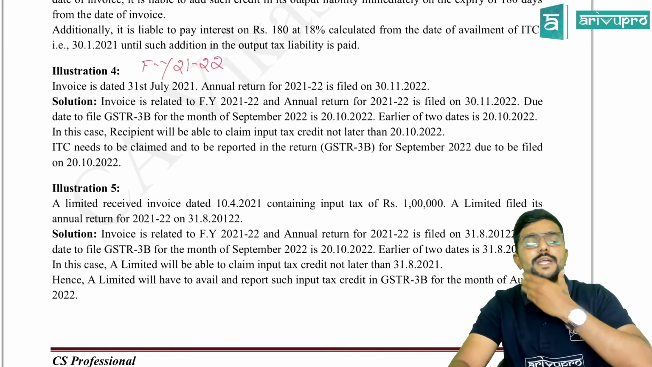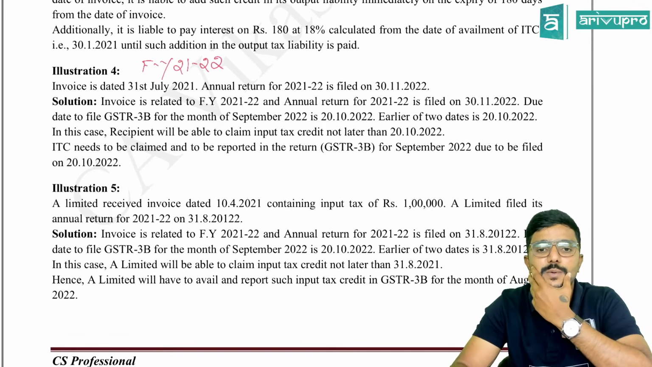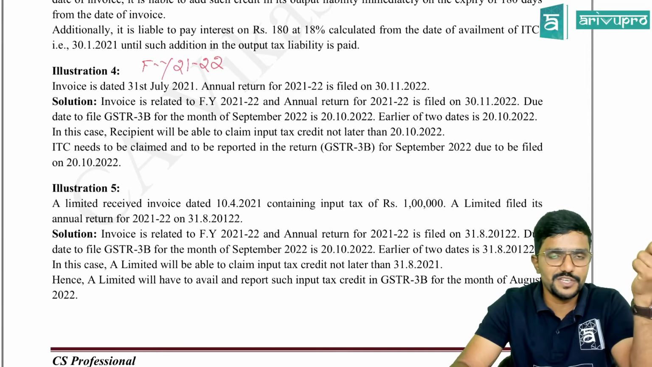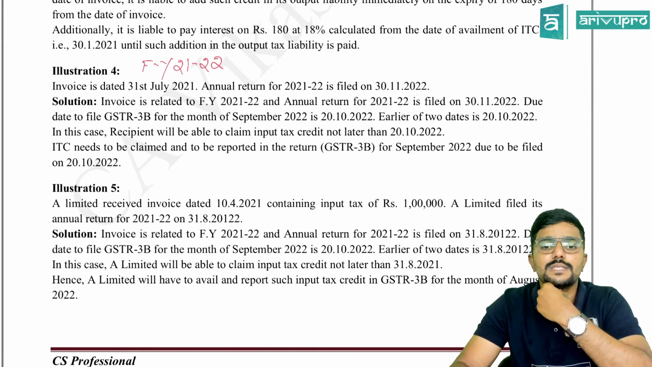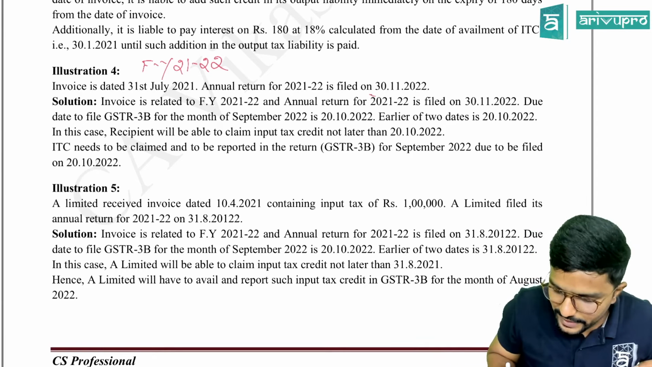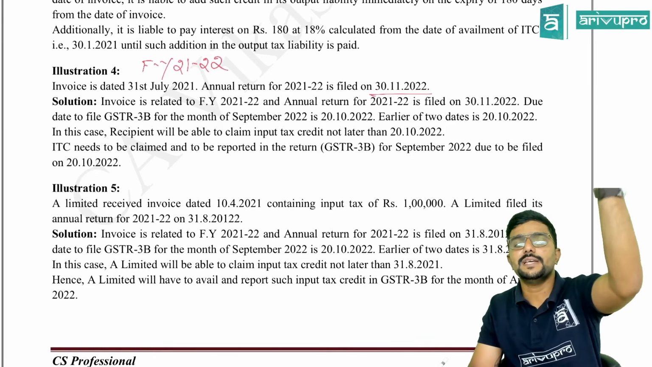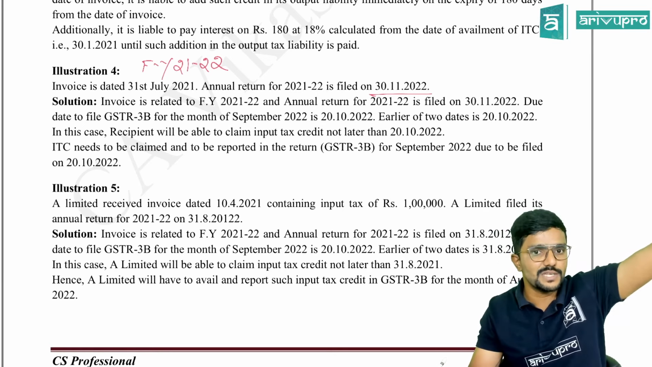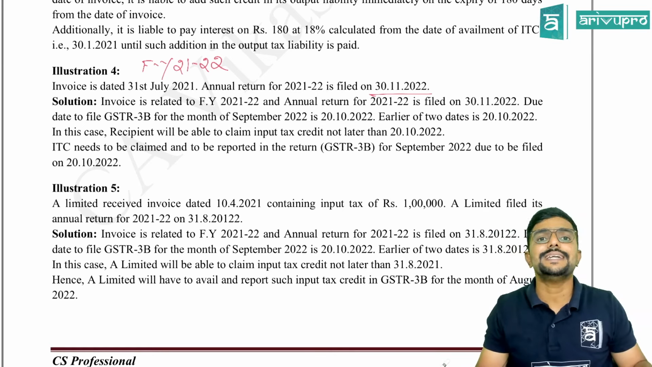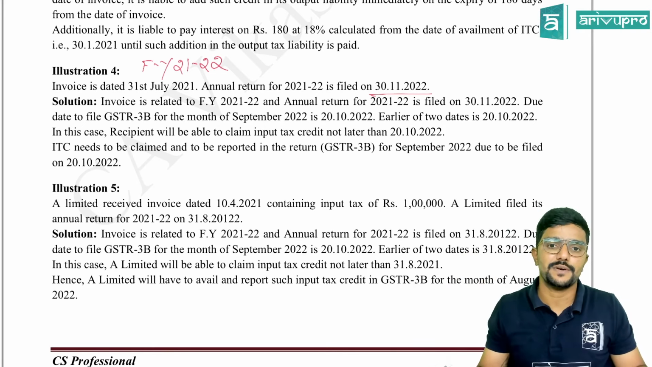Next, annual return for financial year 21-22, that is for the year to which the invoice relates, is filed on 30th November 2022. So the actual date of filing the annual return for the financial year 21-22 is 30th November.